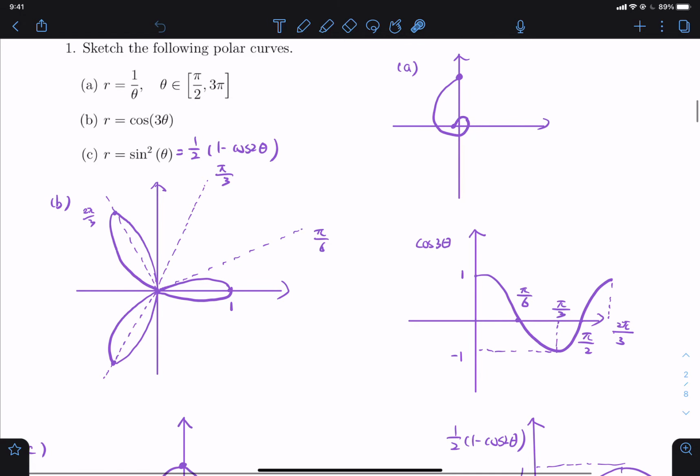So that is our question B. And now let's take a look at this question C here. R equals sine squared theta. We have the square, so we need to decrease the power. We use the identity to write this as 1 over 2 times 1 minus cos 2 theta.